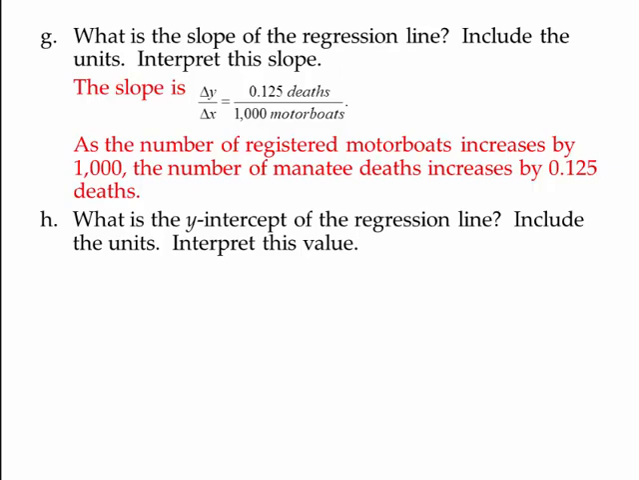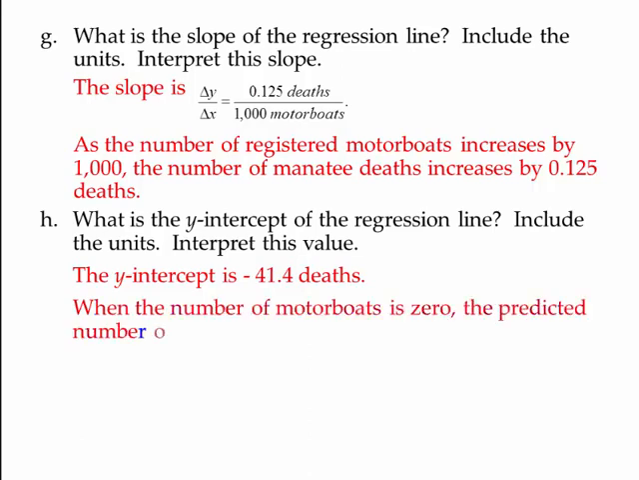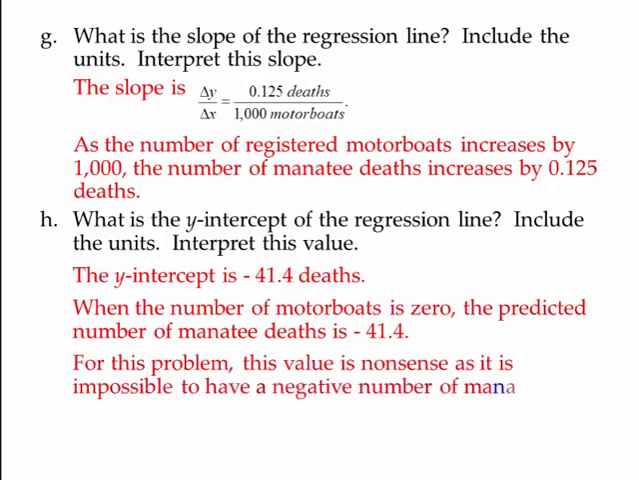Question H. What is the y-intercept of the regression line? Include the units. Interpret this value. The y-intercept is negative 41.4 deaths. And what this means is when the number of motorboats, x, is equal to 0, the predicted number of manatee deaths is negative 41.4. Now for this problem, this is nonsense because it's impossible to have a negative number of deaths. And this is because 0 is outside the domain of our x values.